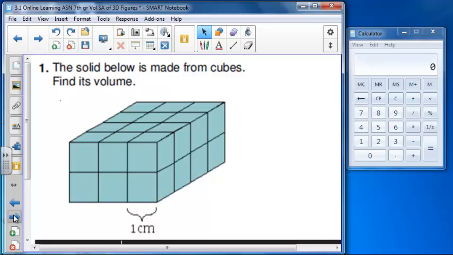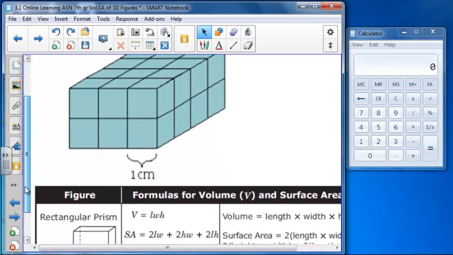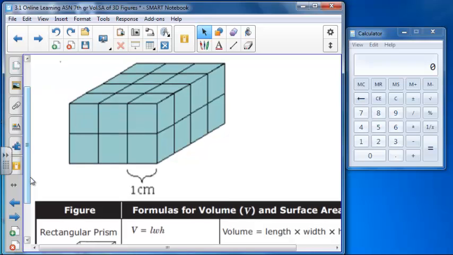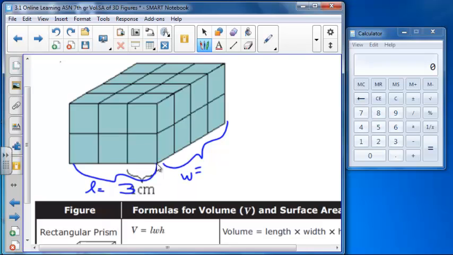Let's start. We're going to find the volume of a rectangular prism. Let's look at the reference sheet. The formula will be length times width times height. We'll call this edge the length, and we'll overwrite that. The length is 3 centimeters. We'll call this edge the width, and that will be 4 centimeters.